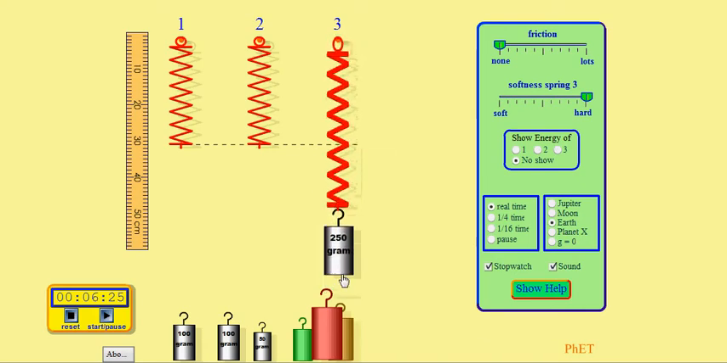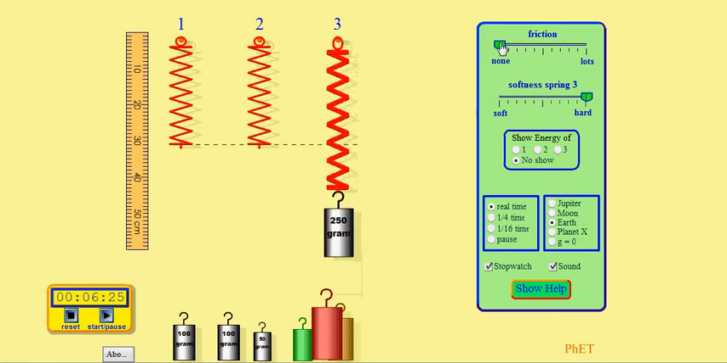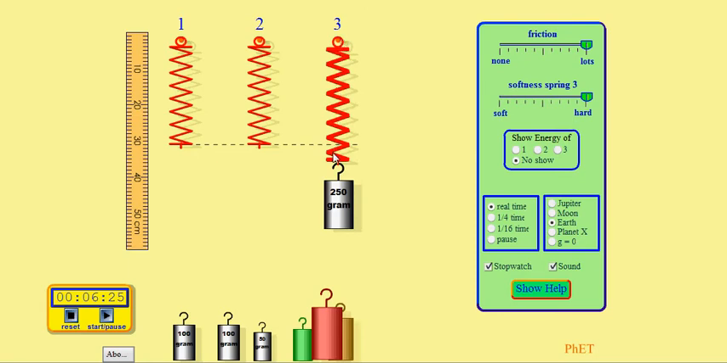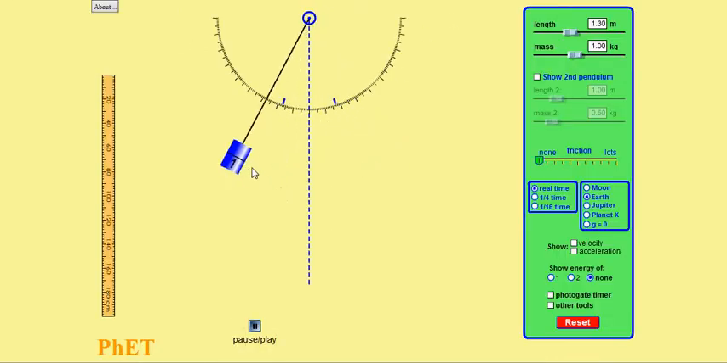The bigger the inertia, the slower the motion, and the stiffer the restoring force, the faster the motion. Okay, let's quickly go over to a pendulum. This is another oscillating system, and we'll explore this in lab.